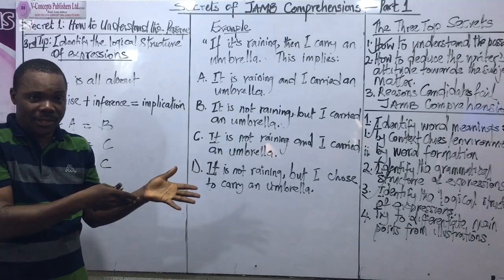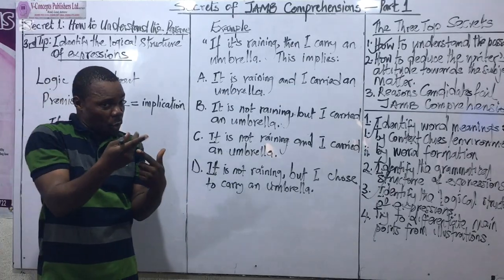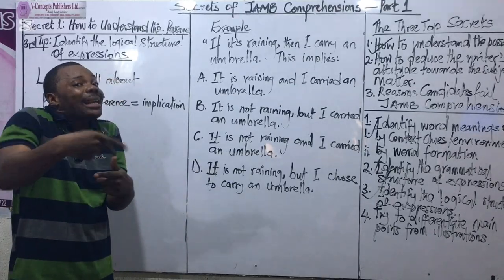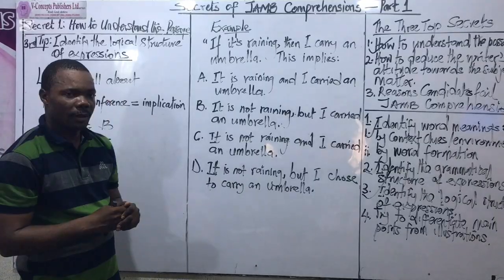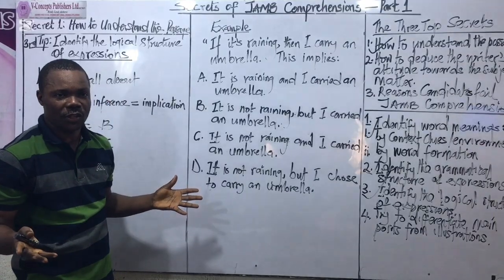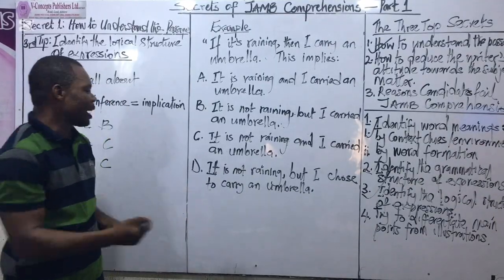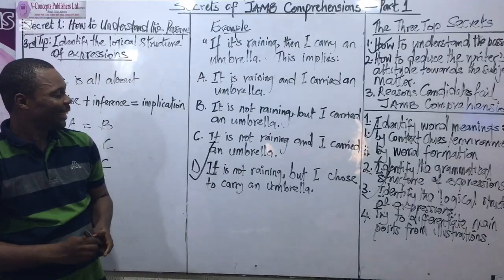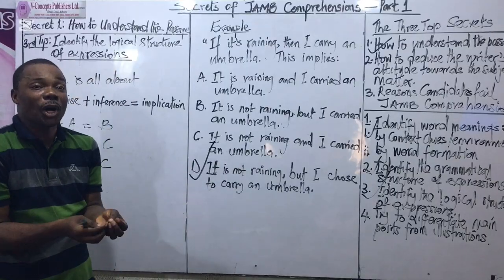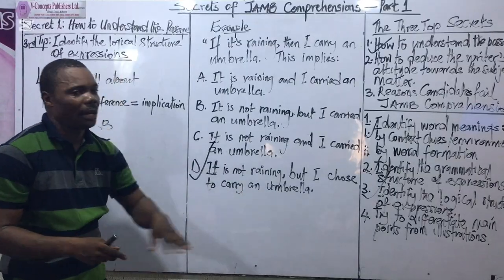Now, is it raining yet? No. If it happens to rain, then I will carry an what? Umbrella. So A, B, C, or D, please. The correct answer is D. It is not raining, but I chose to what? Carry an umbrella. Very simple.